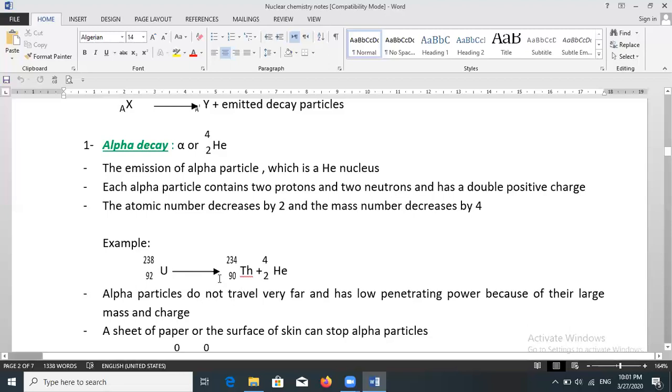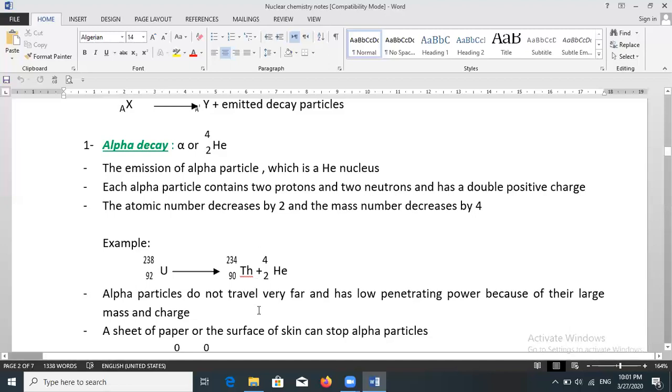One of 2 cases may happen here. Sometimes the element becomes stable when it gets out the radiation, and in this case, the atom will not get out more energy. Or the element formed is still a radioactive element, so it will get out more and more radiations of different kinds till it becomes stable.